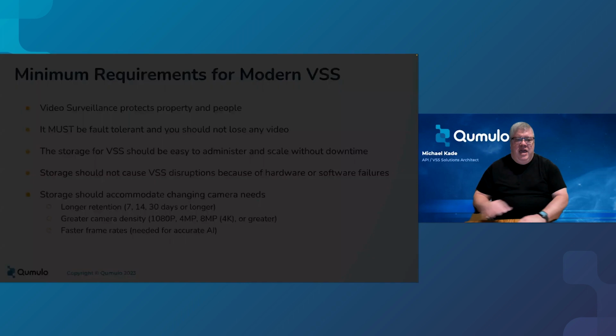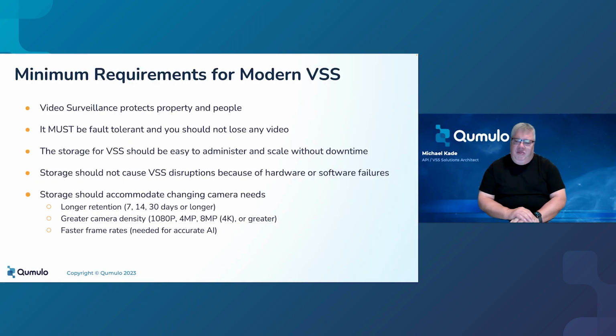Today in a modern video surveillance system, one of the things we always have to understand is that video surveillance is to protect property and people. That is the key goal. I'm going to keep going back to that statement throughout the presentation, because if you realize that is the most important thing, that gets us over a lot of hurdles. Video surveillance must be fault tolerant, and you shouldn't lose any video. And the storage should be easy to administer and scale without downtime. The reason I say all those things is that they all roll up to protect people and property.